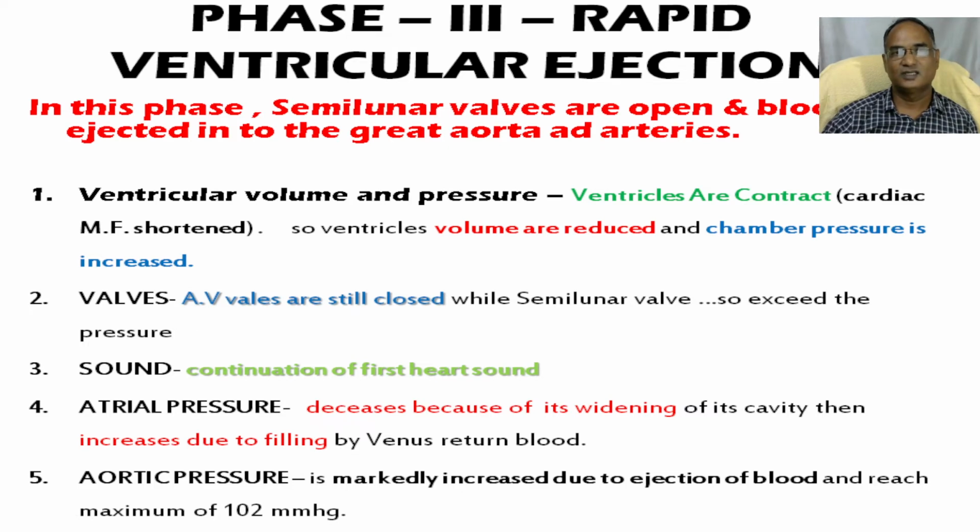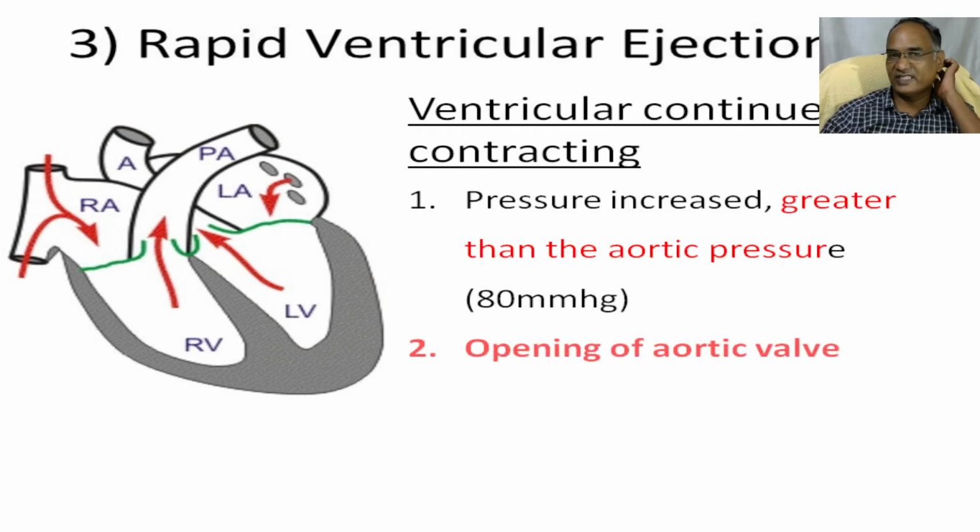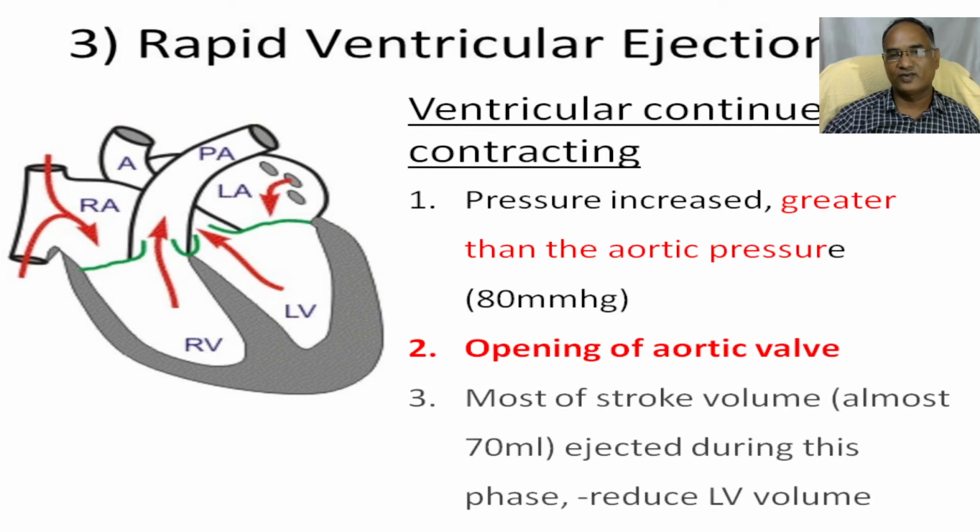The AV valves are closed. The semilunar valve was already closed. Because of this, the myocardial layer contracts, so the pressure will be increased. So automatically the semilunar valves are opened, and the sound will be the first heart sound. The aortic pressure is increased due to ejection of blood from the ventricle. In this phase, the ventricle continues contracting, and pressure is greater than the aortic pressure. Opening of the aortic valve, most of the stroke volume is ejected during this phase, reducing left ventricular volume.